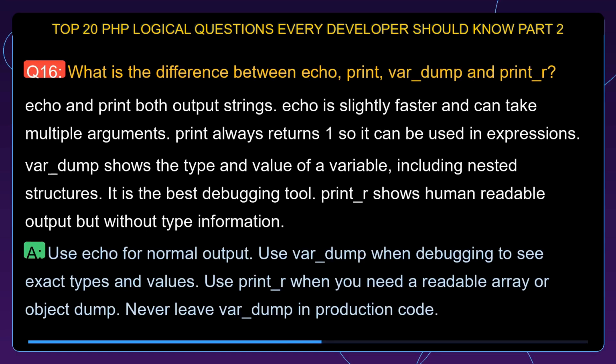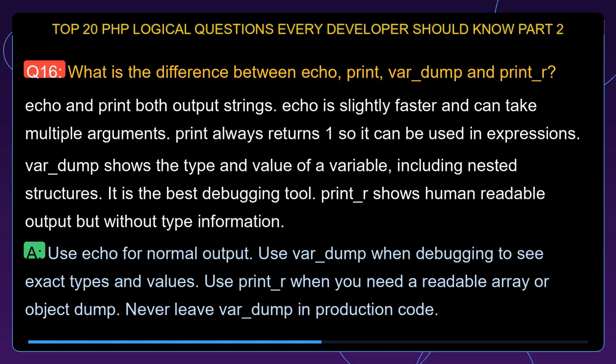Q16. What is the difference between echo, print, var_dump and print_r? Echo and print both output strings. Echo is slightly faster and can take multiple arguments. Print always returns one, so it can be used in expressions. Var_dump shows the type and value of a variable, including nested structures. It is the best debugging tool. Print_r shows human-readable output but without type information.